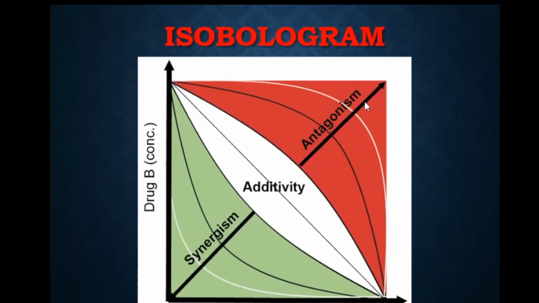This is your isobologram, whether it's concave or convex or linear. Additive will give a linear graph. Antagonist will give a convex graph. And a synergistic drug will give a concave graph. So you have to remember this. Okay, please read and importantly think of an example, at least 1 or 2 examples, for each of these drug-drug interactions.